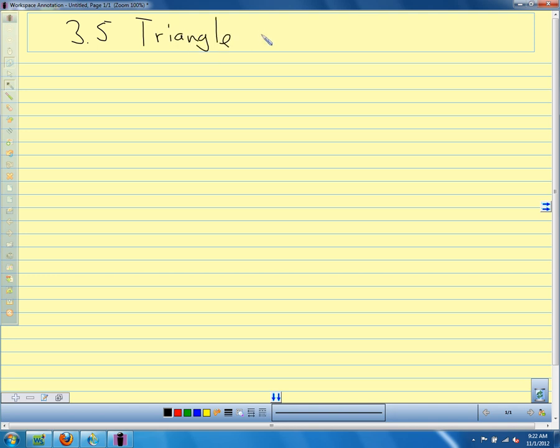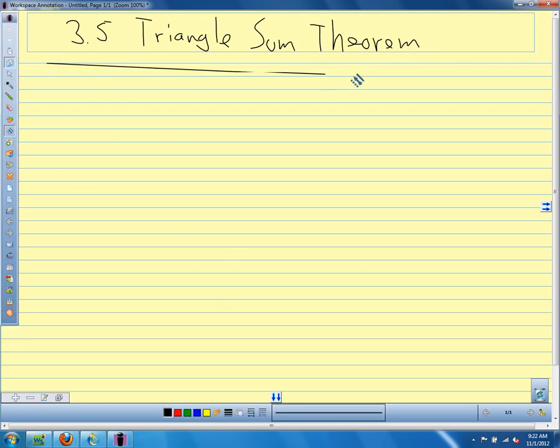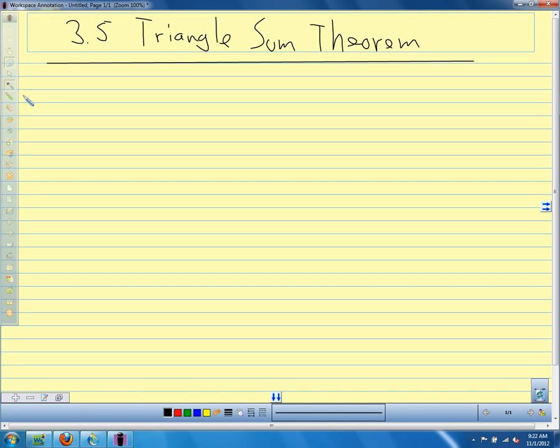And we're talking about the triangle sum theorem. One thing that's really interesting about the triangle sum theorem is that we've been talking about polygons, and then we were talking about parallel lines. And now we're talking about triangles. And what's interesting is that the triangle sum theorem actually has to do with parallel lines.